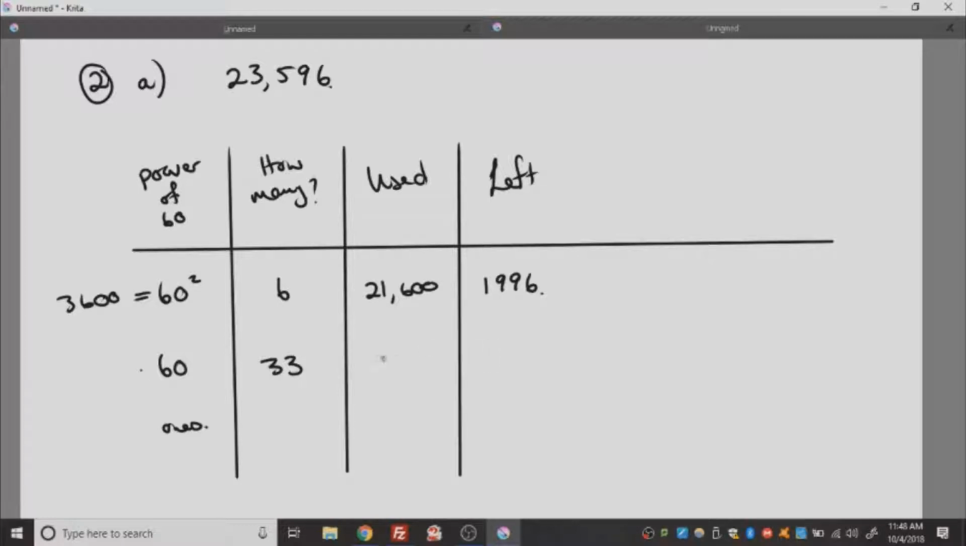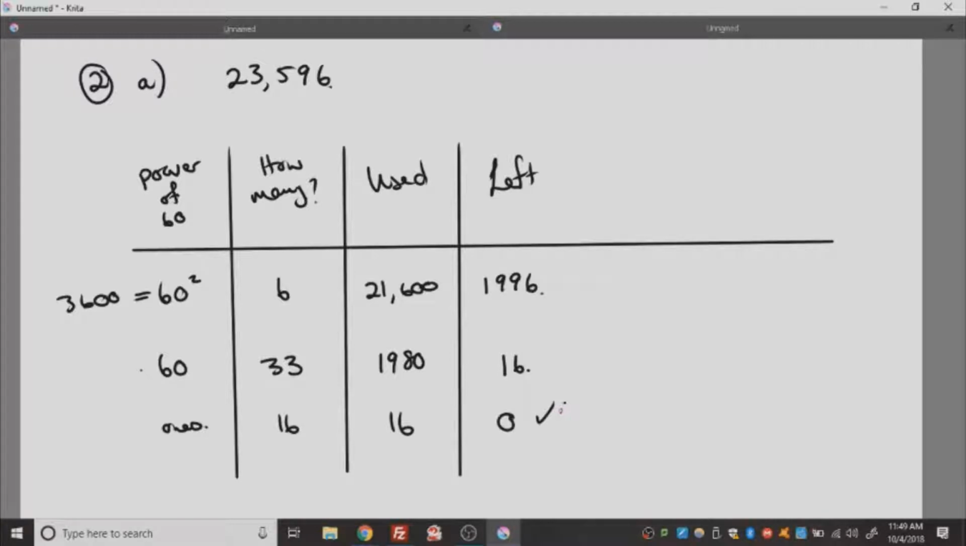Whoops, not that column. This column. 1980. Stop me if we're going too fast. And then I can see, as the numbers get smaller, the part that's left is easier. 16's left, and the ones will mop that up and use all 16 with nothing left. I need to get a nothing left in the end.